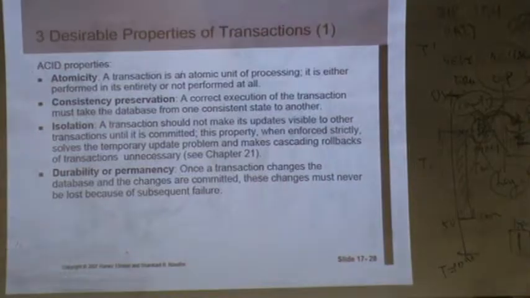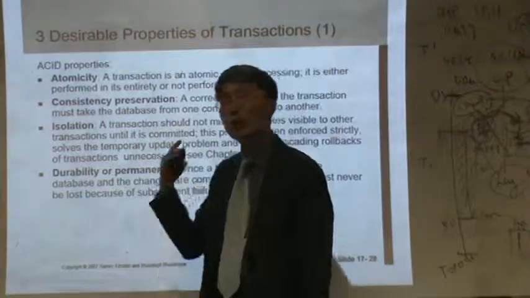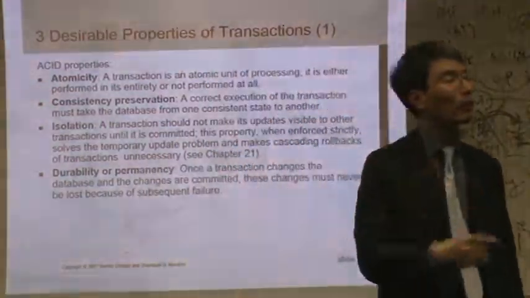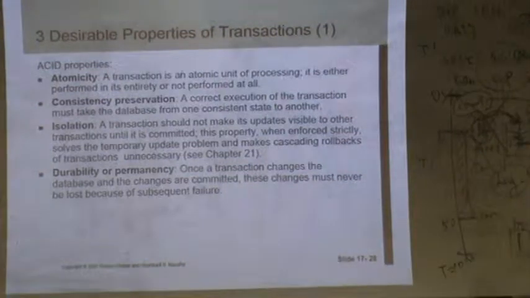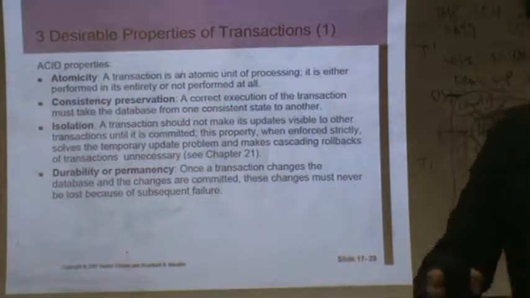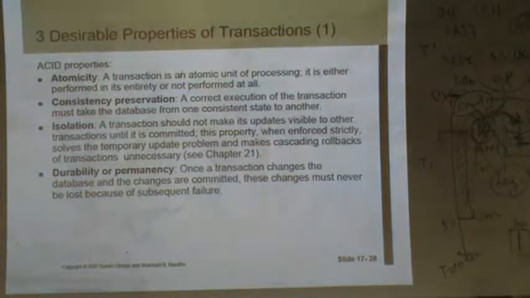So a transaction has some properties. It's called ACID. A, atomicity, because it's basic. Basic means the smallest logical unit. So if the transaction fails in the middle, nothing is applied. It goes back to the beginning because it's atomicity.